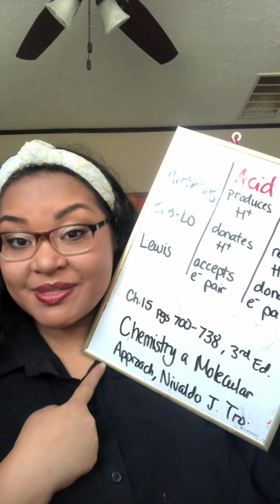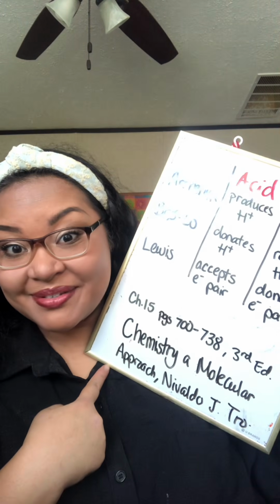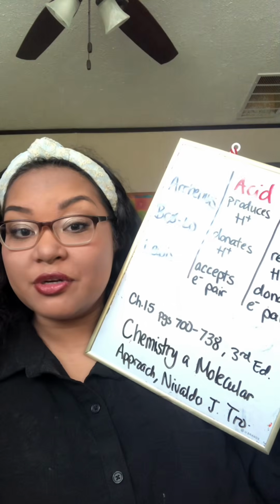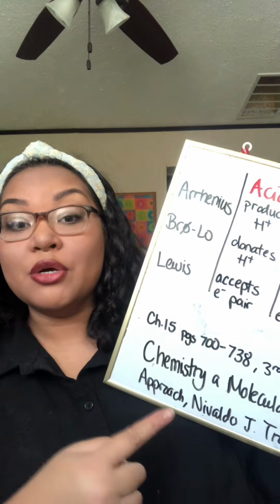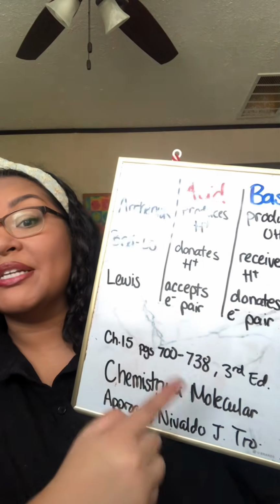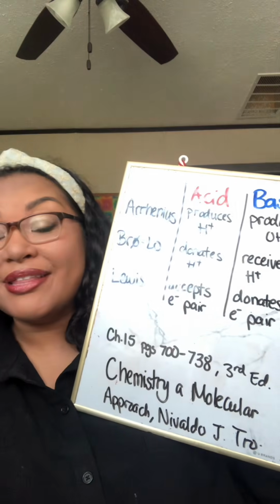The book that I've been using since I was in dual enrollment back when I was 16 years old is Chemistry: A Molecular Approach by Nivaldo J. Tro, and this is found in chapter 15, pages 700 through 738 in the 3rd edition.